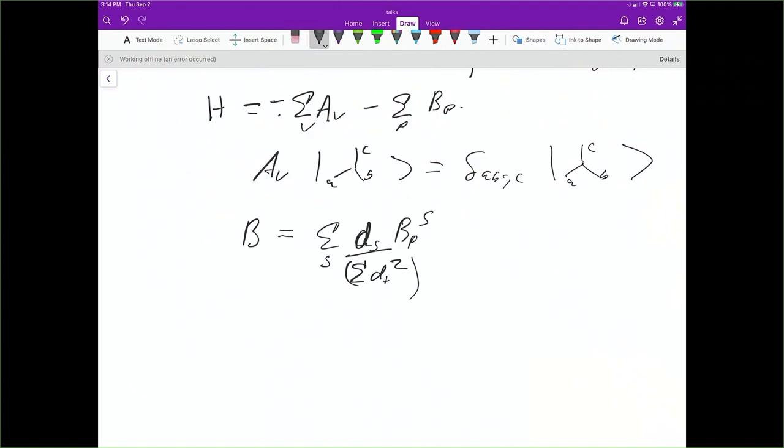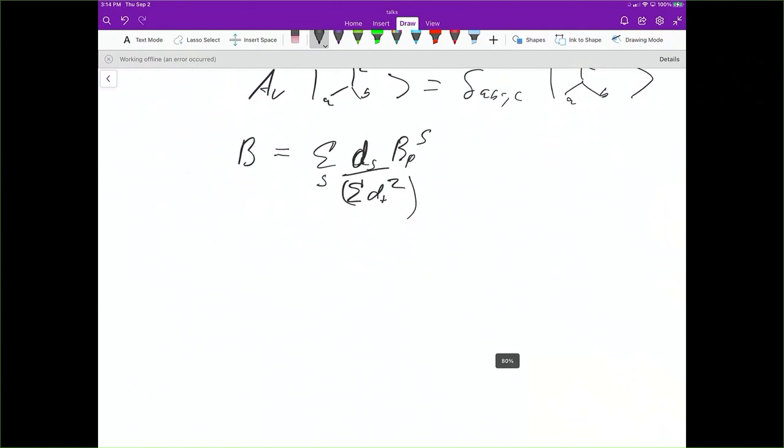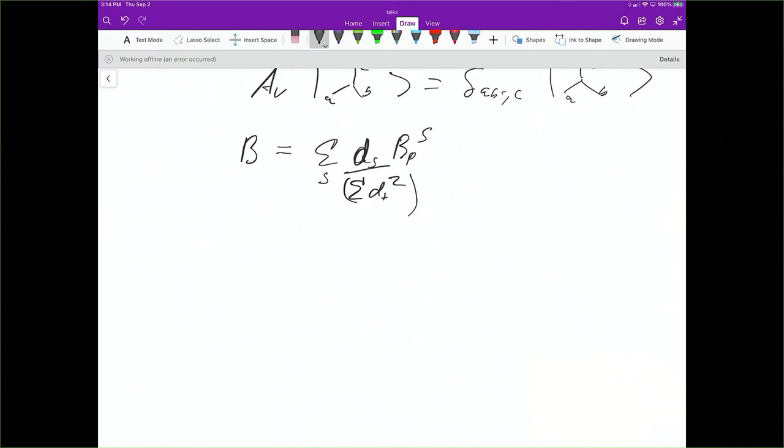And then I've got this string operator. And so let me remind you, in 2D, what did B_P mean? Well, let me draw, here's a plaquette. I'll draw it in the plane. And so here's the other.